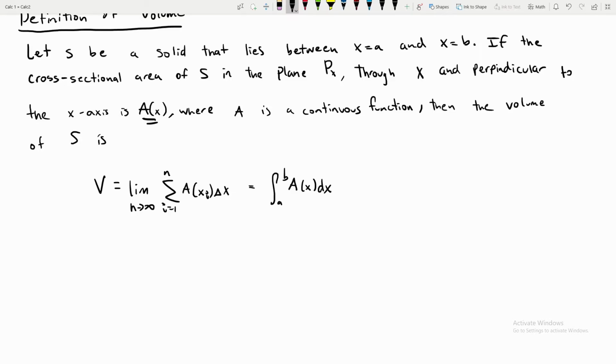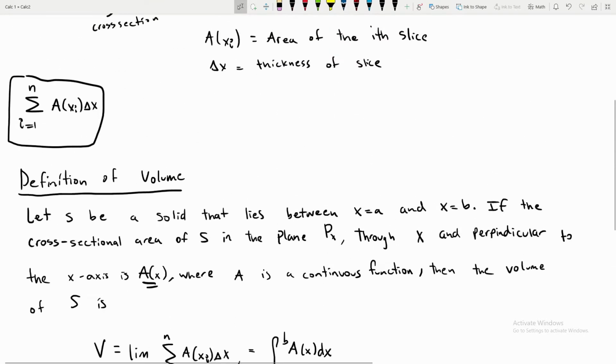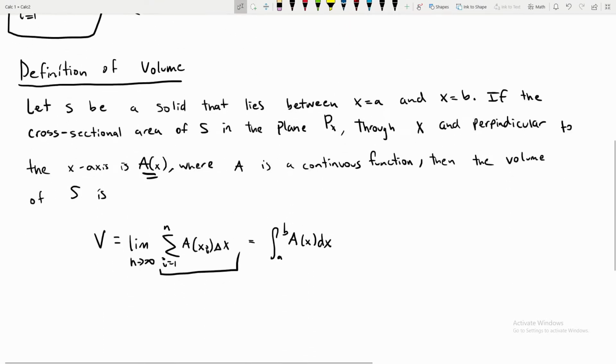Then we say that the volume of the entire shape is equal to the limit as n approaches infinity of this sum, which we derived up here. The reason we want to take the limit as n approaches infinity is for a similar reason as we did in the area video. It's because we want the most cross sections, meaning the most slices, and then we want to sum up all those slices. But in order to get a very accurate representation of what the true volume is, we want there to be as many slices as possible.